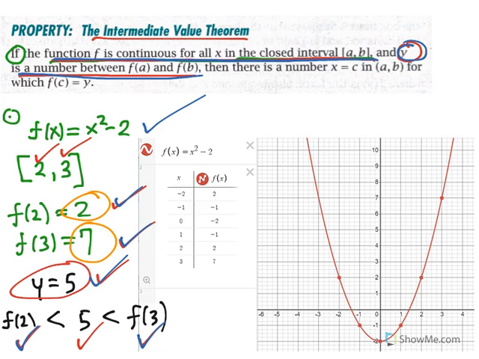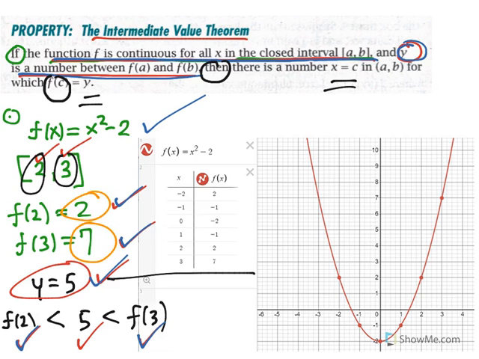Then what does the intermediate value theorem tell us? It tells us then there is a number x is equal to c between a and b, between 2 and 3, for which the function evaluated at c will be equal to y. In our case, y is 5. So there is an input value between 2 and 3 at which the output value will be equal to 5. That's all the intermediate value theorem states.